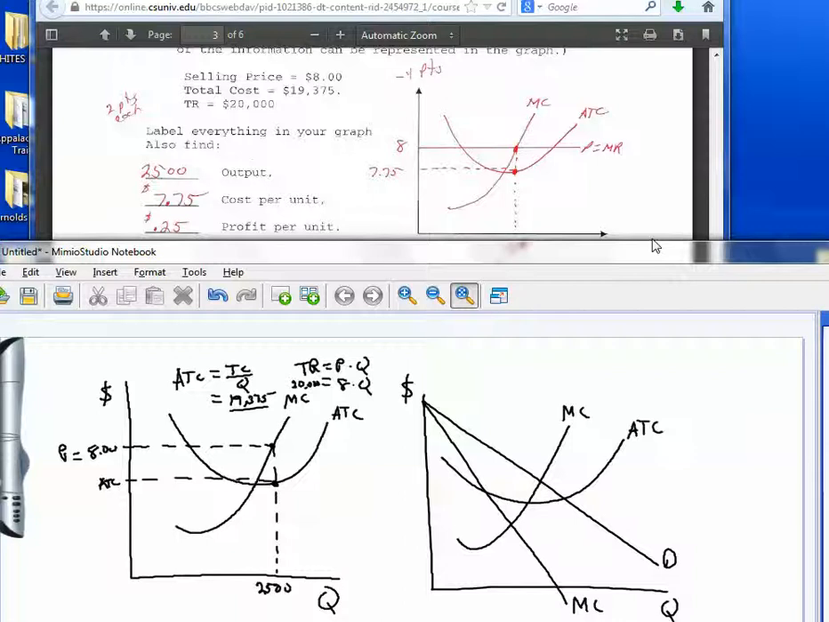And now, since I know what Q is, I can find average total cost, because it's 19,375 divided by 2,500. And that gives me an average total cost of $7.75. And so my profit per unit is 25 cents, and I think that's all you were asked, isn't it? Yeah. Alright, so now let's see what the other one says.